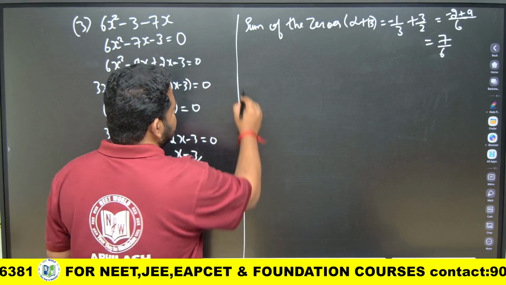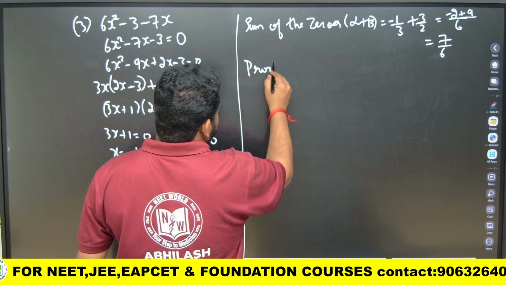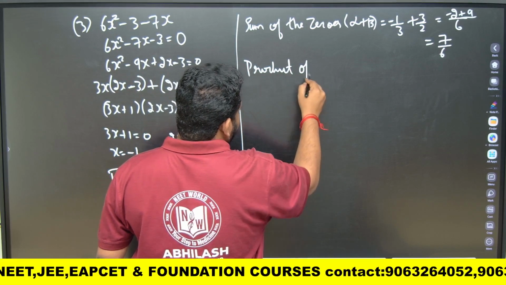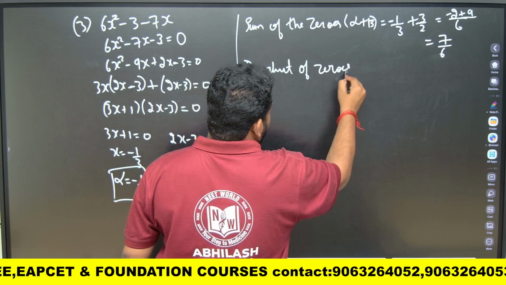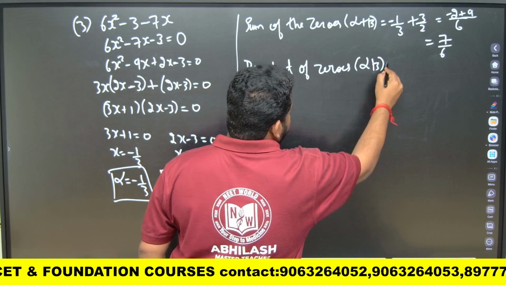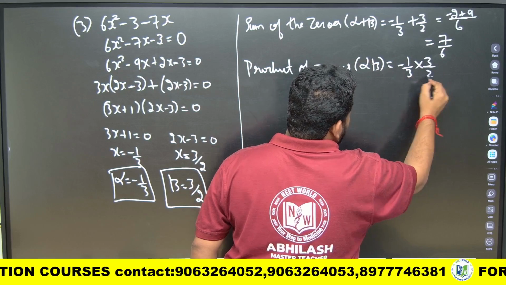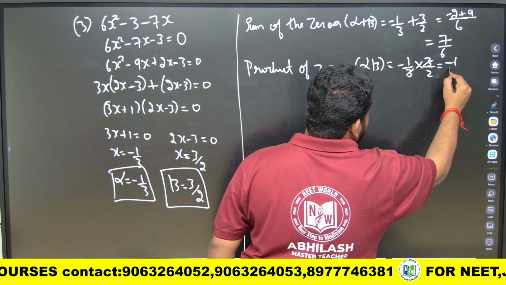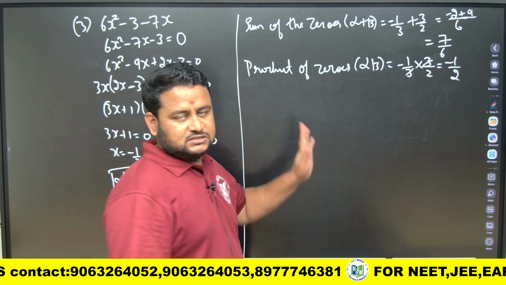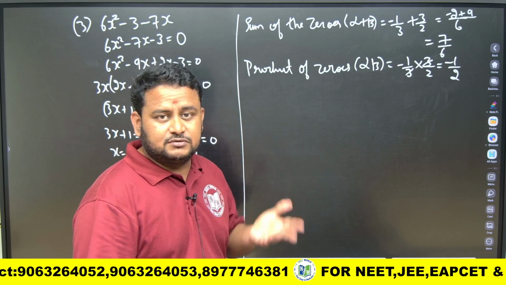What about the product of the zeros? Product of zeros is alpha into beta, that is −1/3 × 3/2. The 3s cancel, and I will get −1/2. This is what I got finally. Sum of the zeros we got, product of the zeros we got, using the direct method.